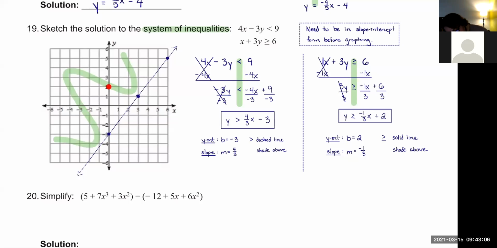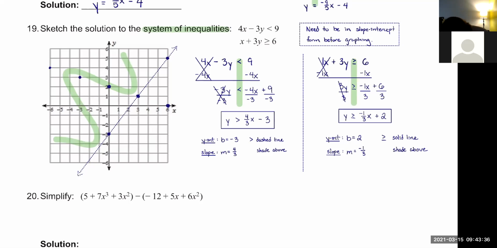Where are we going to travel from there? Down 1, to the right 3, which we actually already have a point there. So I'm going to go down 1, right 3 again. And just so I can see it, I'm going to also go up 1 to the left 3, so I get a really clear idea of where my line is traveling.